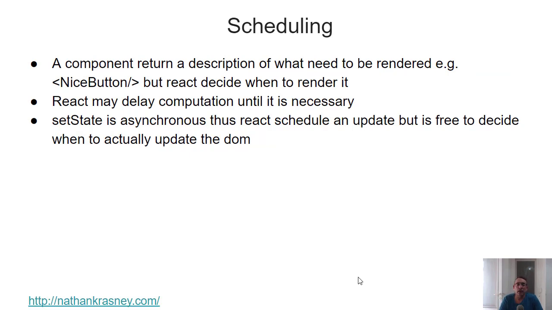Scheduling. Okay, so a component returns a description of what needs to be rendered. In this case, the component is a nice button, but React decides when to render it, and React may decide to delay computation until it is necessary. And this is a very important aspect of React, the scheduling. React will decide when the render will take action.